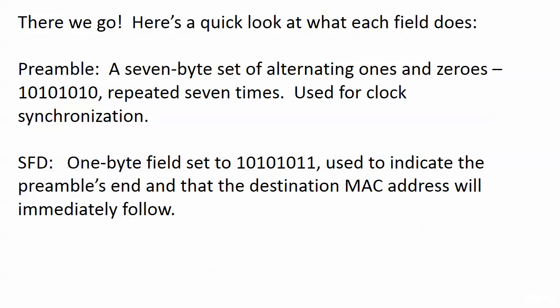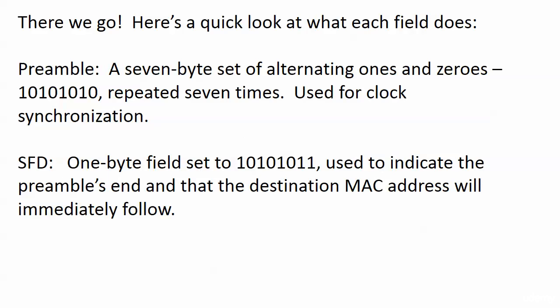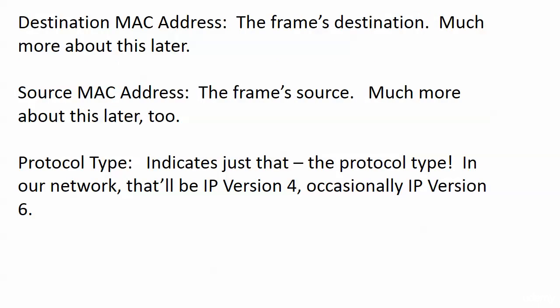Now that SFD, boy, that start frame delimiter, that sounds really complicated, but it's not. It's a 1-byte field, and it's almost set identically to any of the bytes from the preamble, except it ends in a 1. It's 10101011, and the SFD's sole purpose is to indicate the preamble is ending and the destination MAC address is about to follow. And it does. There's the destination MAC address, the frame's destination. Much more about that coming up in the next couple of sections, as with the source MAC address.